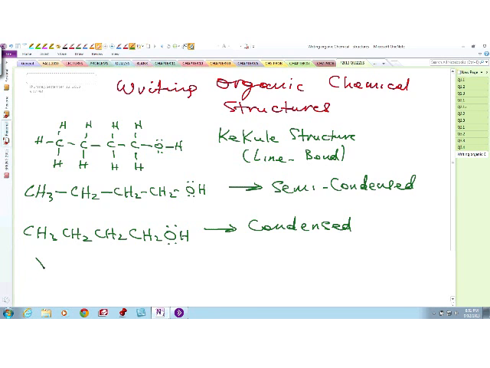You notice we have 4 carbon atoms, so we could simply do this. 1, 2, 3, 4. Then oxygen is here, and hydrogen is here. This we call the skeletal structure.